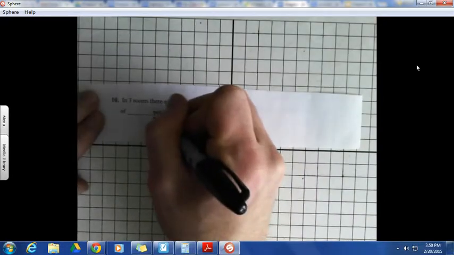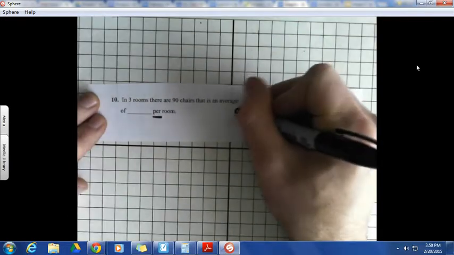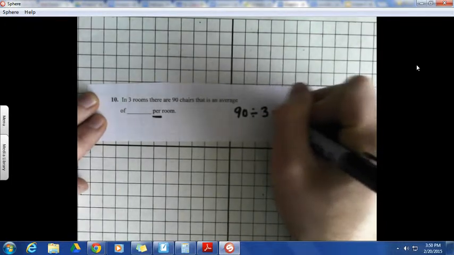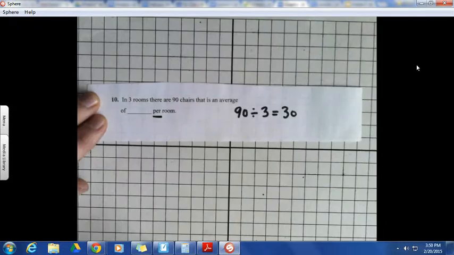So in order to find the unit rate, per means 1, so that's 1 unit. In order to find the unit rate, how many chairs per room, I'm going to divide 90 chairs by 3 rooms, that equals 30. So 30 chairs per room, per 1 room. So that's my unit rate that I'm going to start with, and I'll show you how to make a graph of that unit rate using an XY table. It's similar to what we did in the computer lab with our unit rate graphs there.